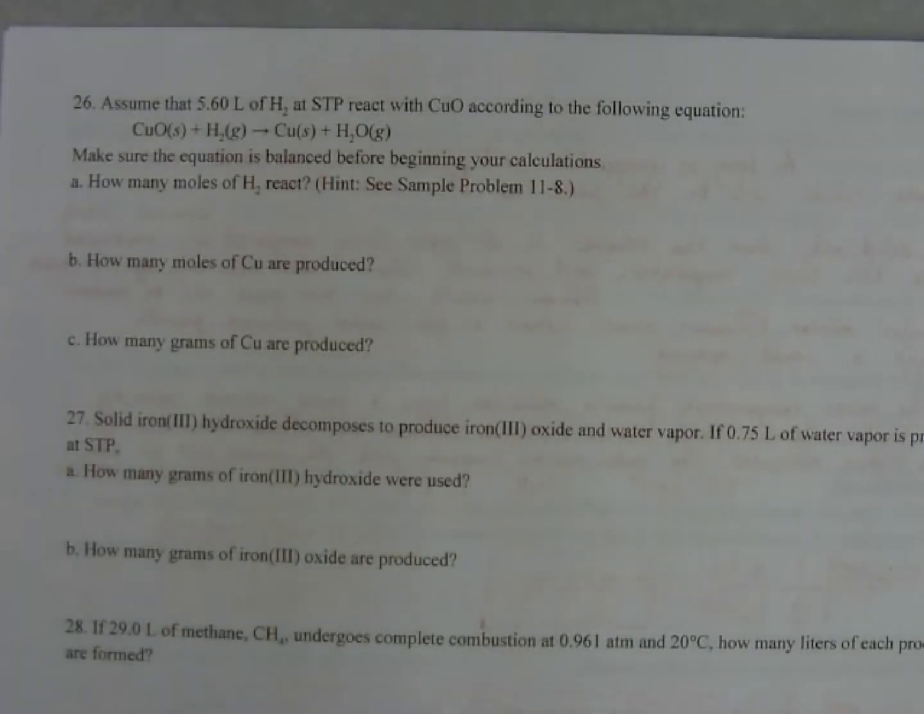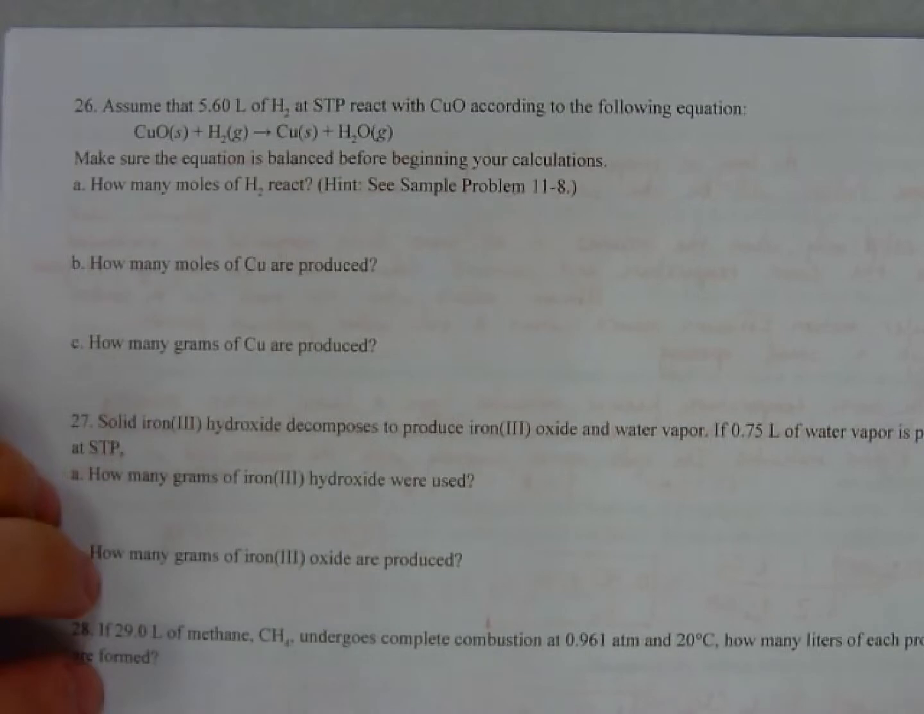Number 26. Assume that 5.60 liters of H2 at STP, right? So we know the temperature and pressure, react with copper 2 oxide according to the following equation. So make sure that the equation is balanced before beginning your calculations. And that's something that we should always do, right? We should always make sure that our coefficients are correct and usable.